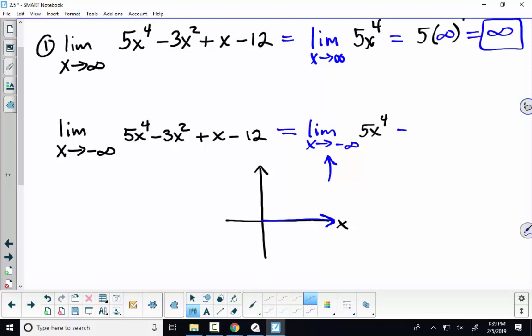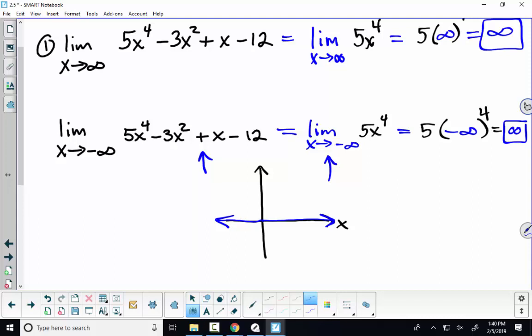Then we can think about this symbolically. If I take an extremely large negative number and raise that to the fourth power, what happens? You have an extremely large positive number. An extremely large positive number times 5 is again positive infinity. So what that tells me is, as I approach negative infinity, my function is approaching positive infinity. So I have my end behavior, the arrow's pointing up, if you will.